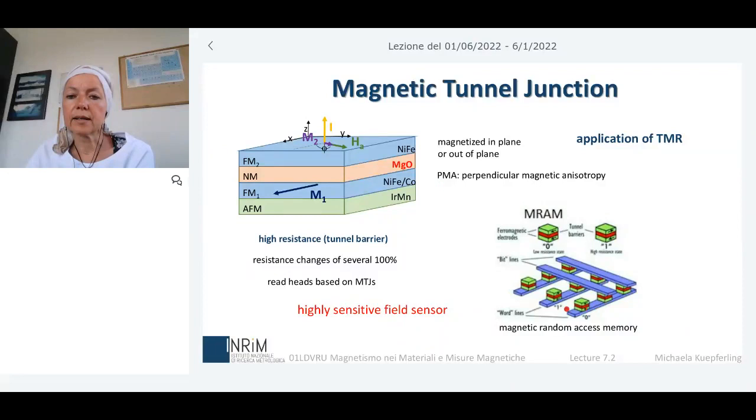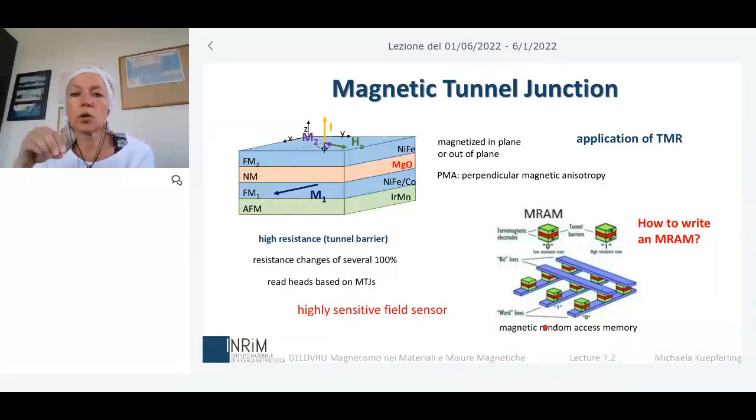So now, in order to read these structures, of course, it's very, very easy with this highly sensitive resistance change. We can sense the direction of the bit, especially of the free layer, and we can read the information on your magnetic random access memory. The problem is how to write on such a memory, of course.